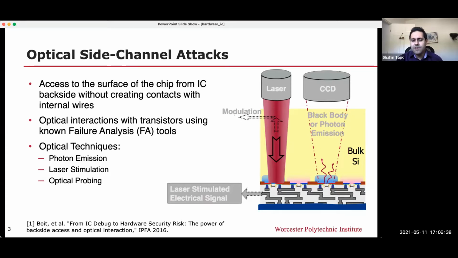So we have techniques like photon emission, laser stimulation, and optical probing. In this image that you see on the right, photon emission is a passive technique, similar to a power side channel. Basically, you don't really interact with the chip.